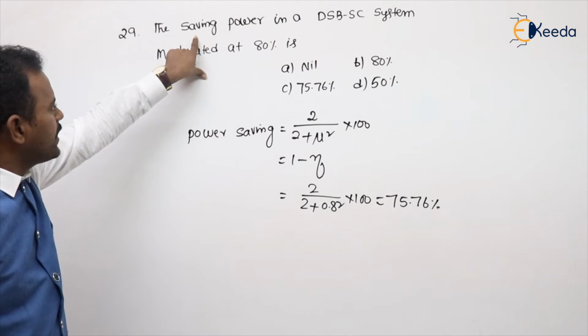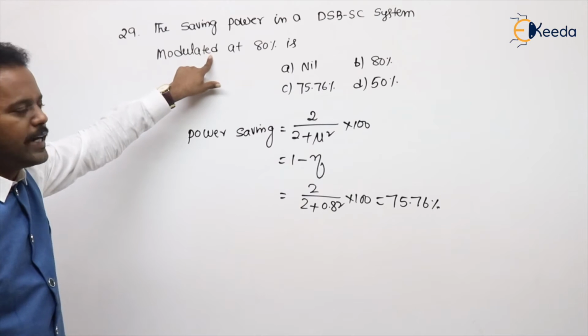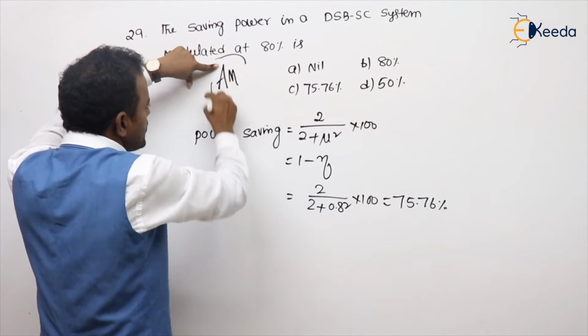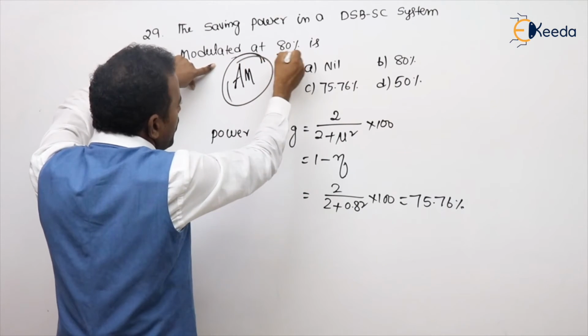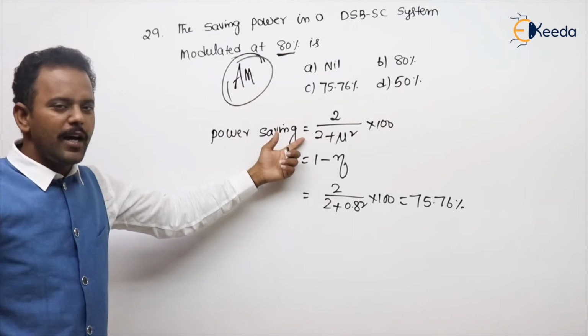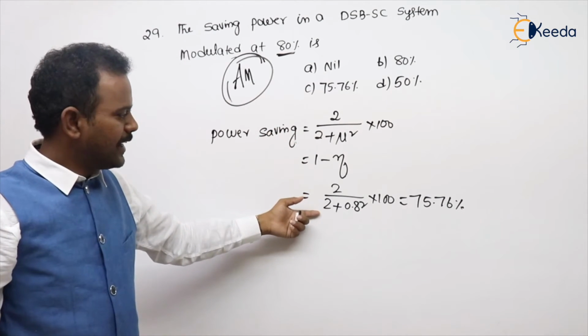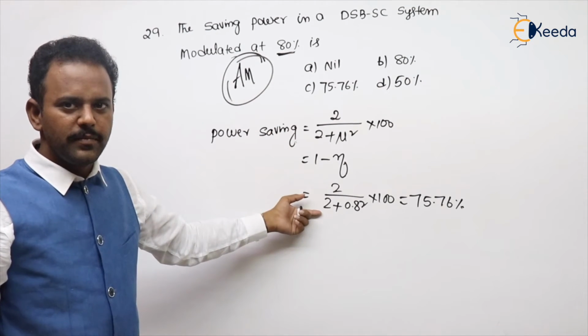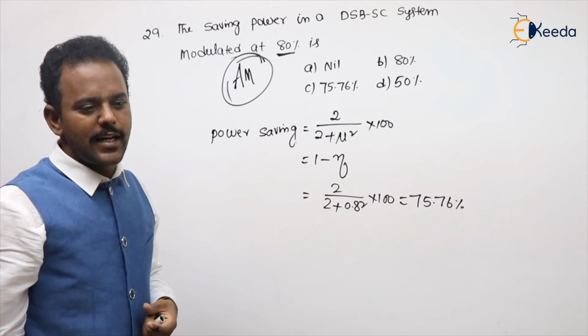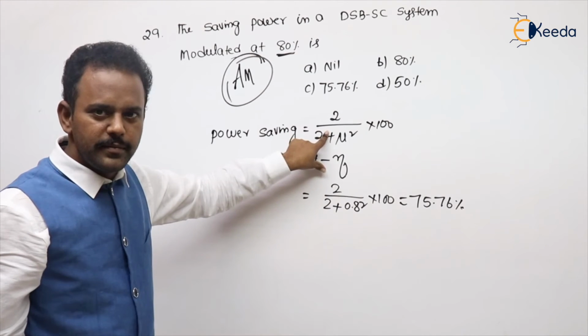Any doubt anyone having? So power saving in DSB-SC system modulated 80% means when compared with our amplitude modulation system, they have given the modulation index of 80%. Direct formula, keep in your mind, get the solution. In examination, no need of writing the formula also. I am writing for your understanding. Keep that in your mind and try the thing.